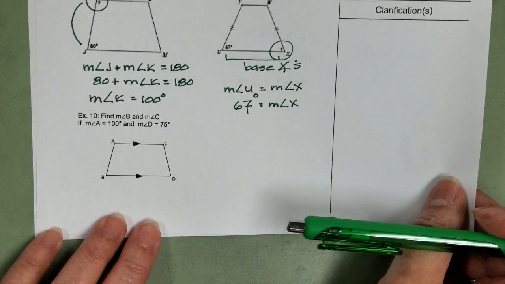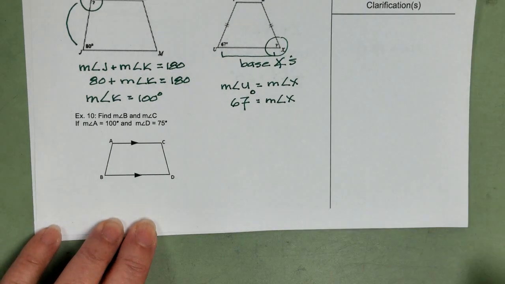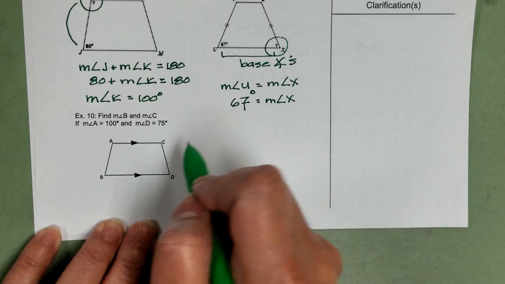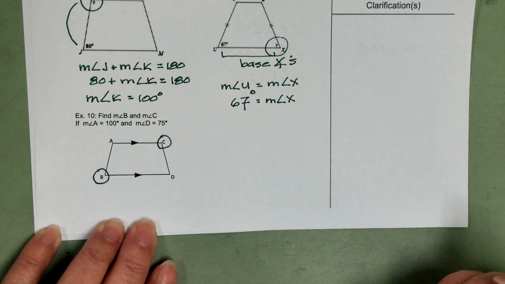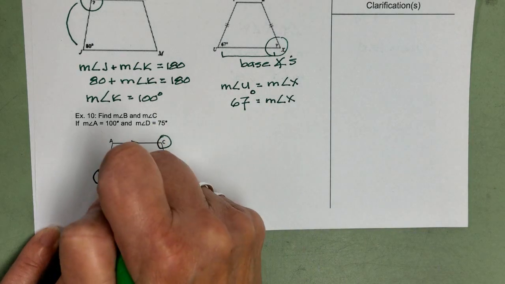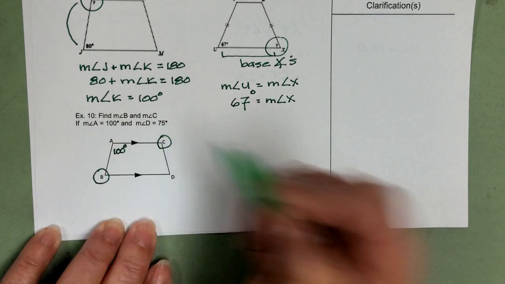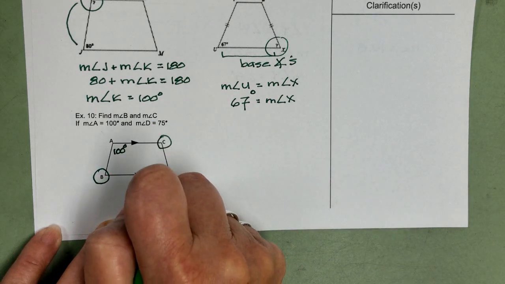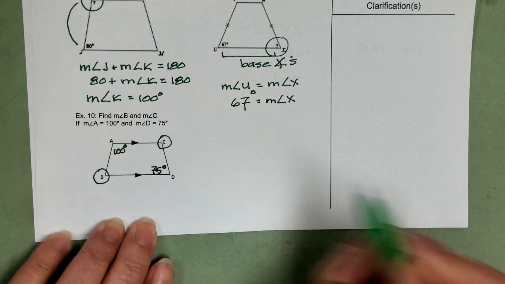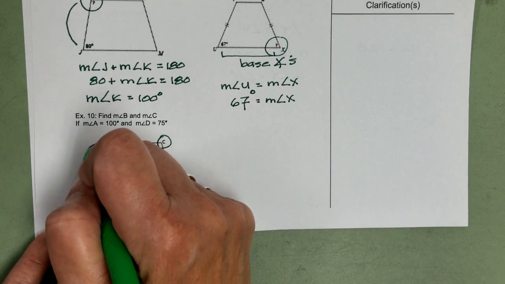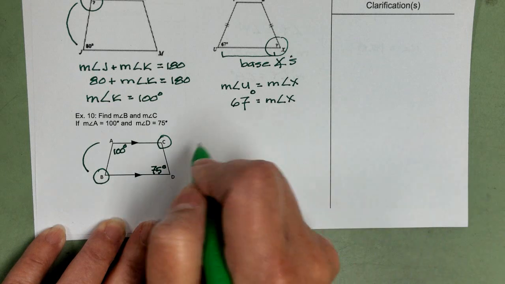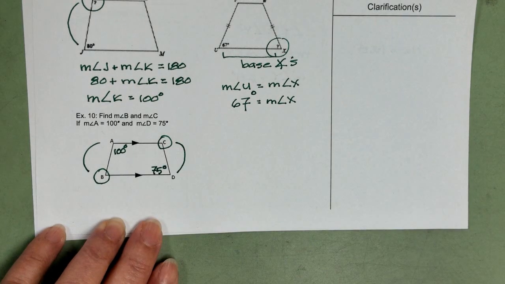Our last example, we have a trapezoid. We don't know that it's isosceles, so we can't assume that. And we want to find the measures of angle B and angle C. And we're given the measure of angle A as 100 degrees and the measure of angle D as 75 degrees. Since it is just a general trapezoid, what we know is that A and B are supplementary, C and D are supplementary.